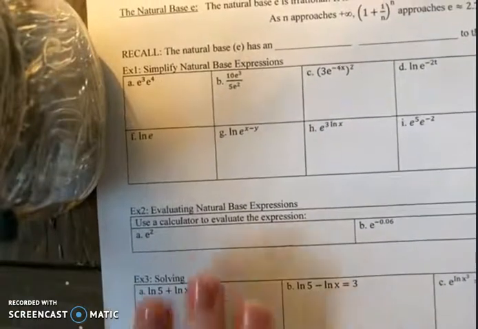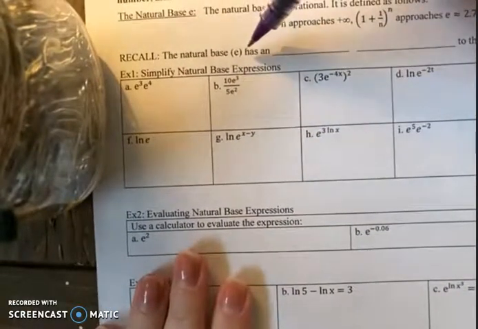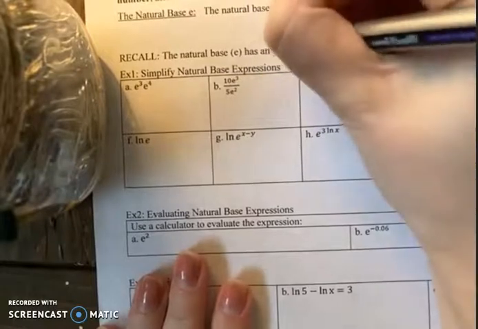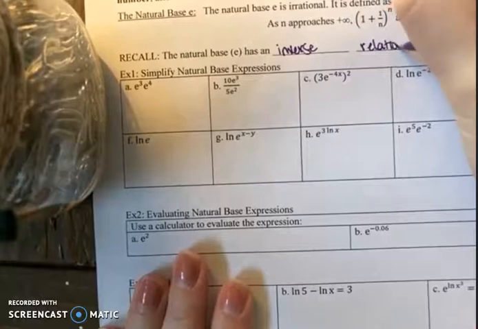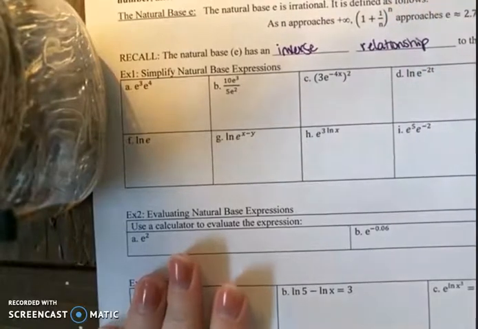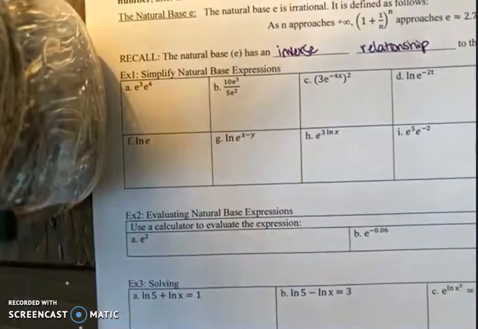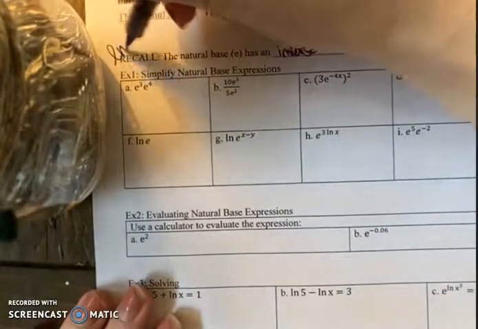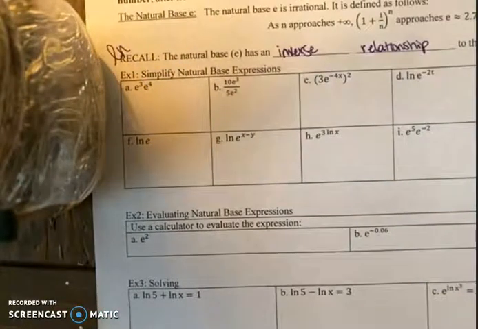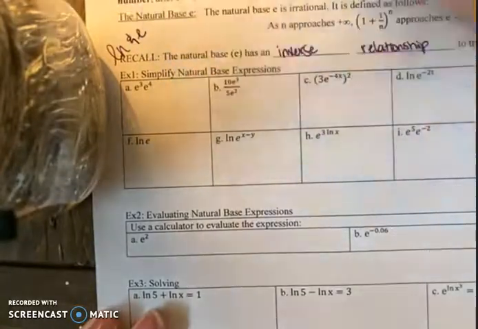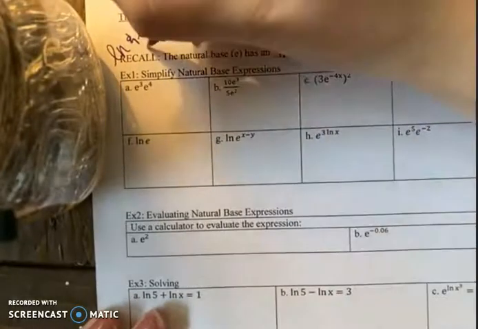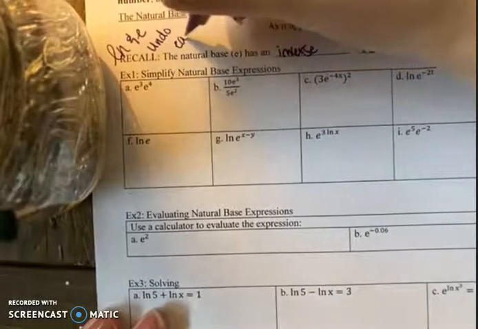Okay. It says, recall the natural base e has an inverse relationship to the natural logarithm. So we've actually seen in a previous video that we denote the natural logarithm as ln. And if ln and the natural base e are inverses, that means they undo each other.